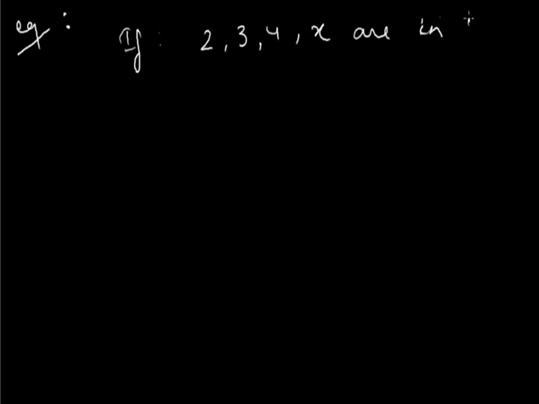Alright, let us see some examples based on the latest concept we have learned. What we have learned is if a, b, c, d are in proportion, then the product of extreme terms is equal to the product of middle terms. For example, if 2, 3, 4 and x are in proportion, then find the value of x.